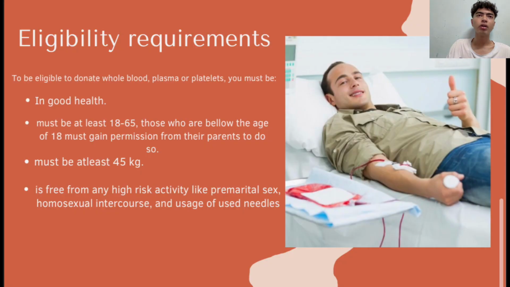So moving on, we have specific criteria for people that want to donate blood. The eligibility requirements are: you must be in good health. You must be at least 18 to 65. But those who are below the age of 18 must gain permission or consultation from their parents to do so. You must also be at least 45 kg. And lastly, you must be free from any high-risk activity like premarital sex, homosexual intercourse, or usage of used needles.